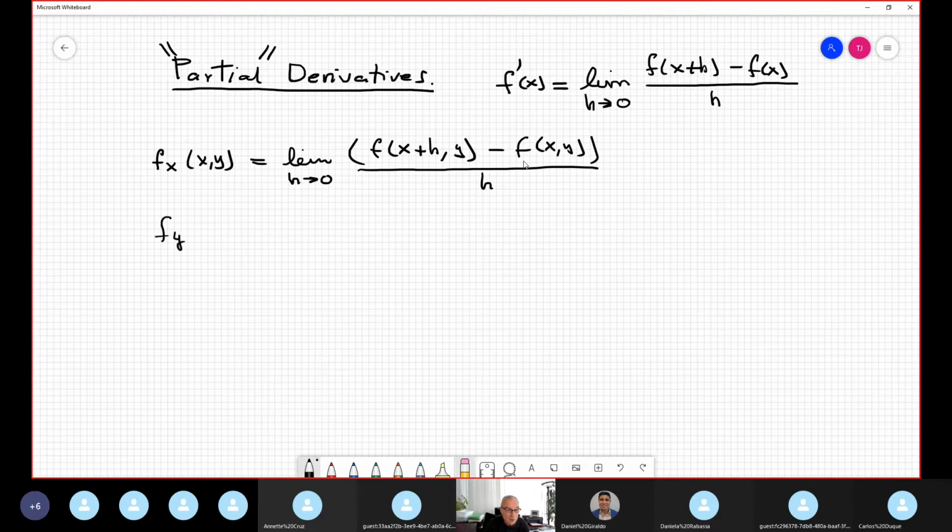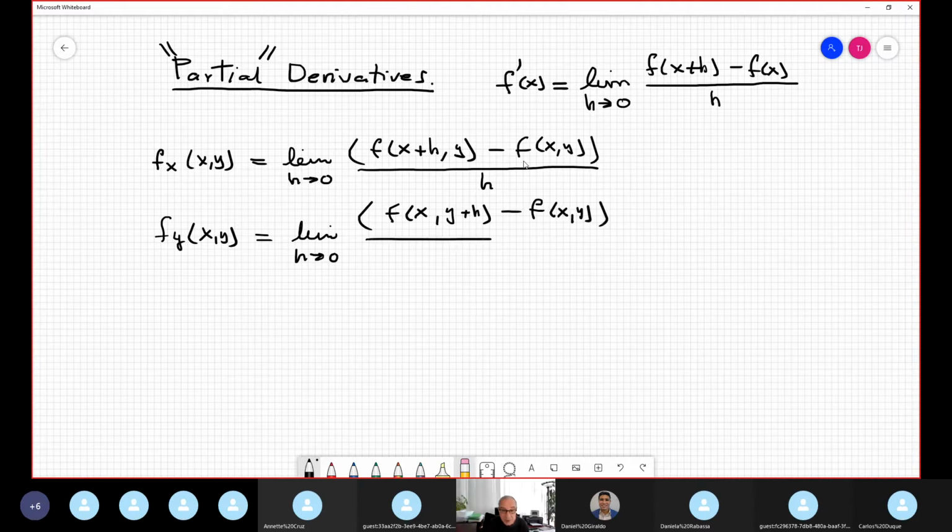And likewise, in the other direction, y, at x comma y, is the limit when h again, or another variable, approaches 0 of f of x comma y plus h minus f of x comma y divided by h.